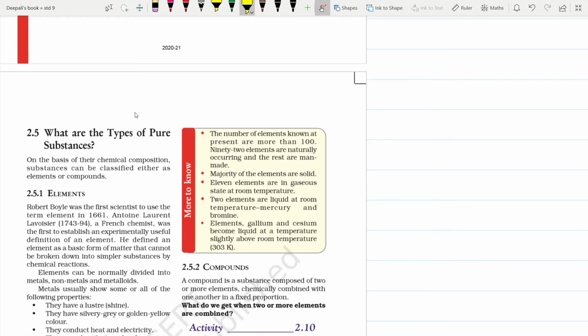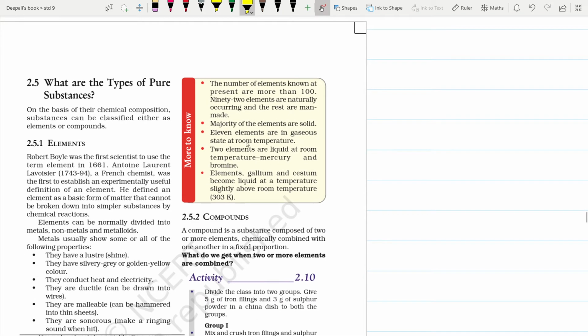The number of elements known at present is more than 100. Till date, it is 118, because last year was counted as the periodic table year. 92 elements are naturally occurring and the rest are man-made. The majority of the elements are solid. 11 are in gaseous state at room temperature.